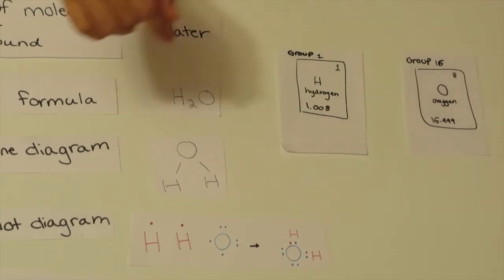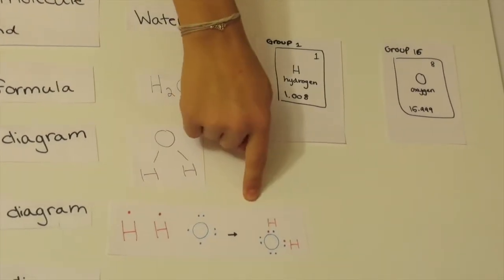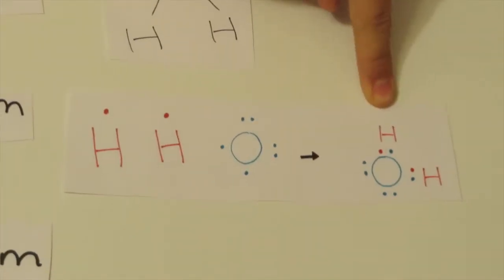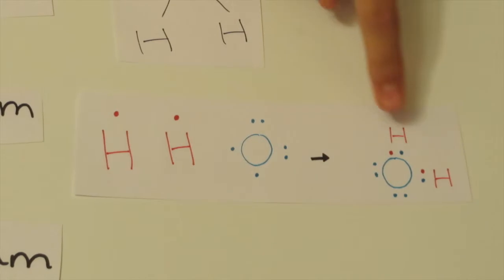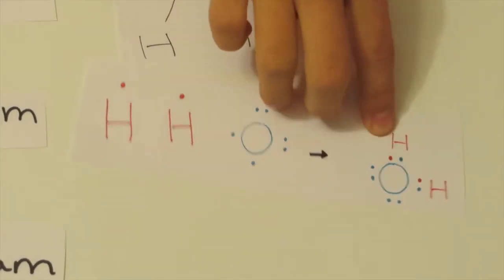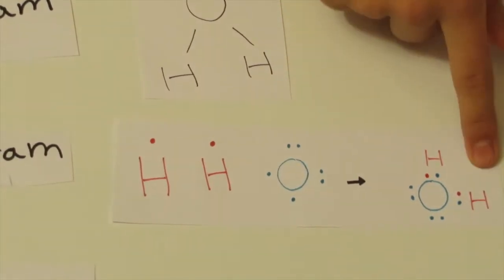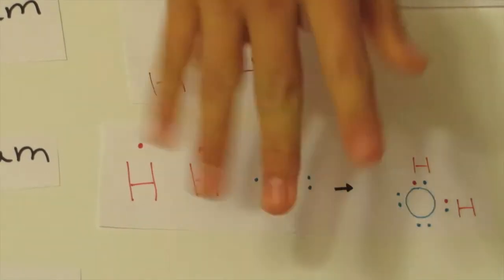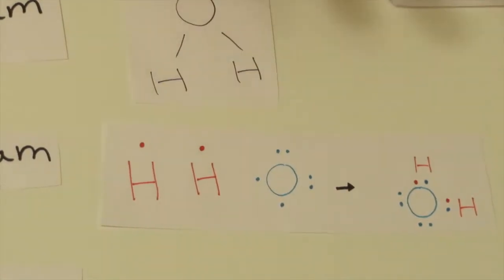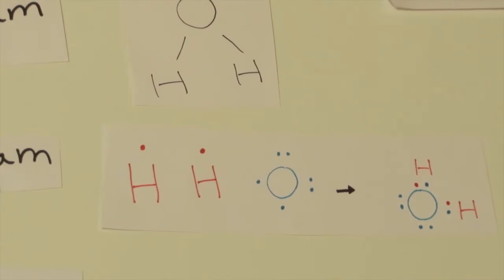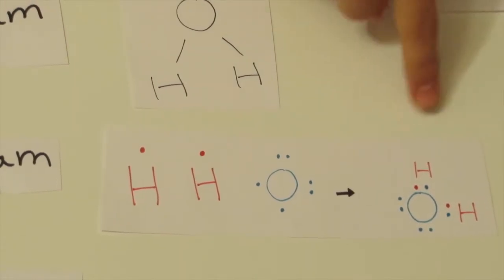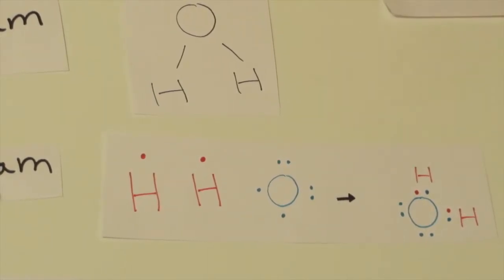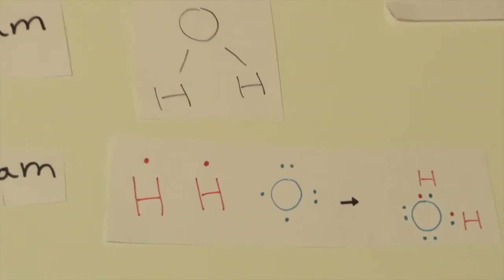6 valence electrons. When they combine, the hydrogens share their electron with the oxygen, and the other hydrogen shares its electron with the oxygen, which makes the oxygen have 8 valence electrons, so the oxygen is happy. And each hydrogen has 2 valence electrons, which makes the hydrogen happy as well.